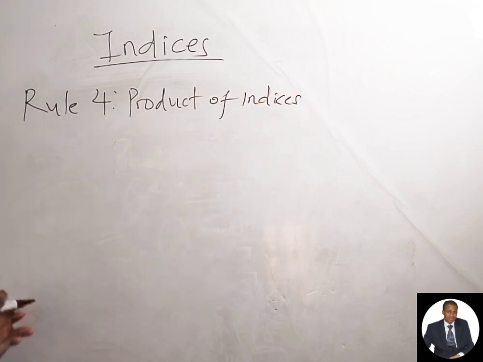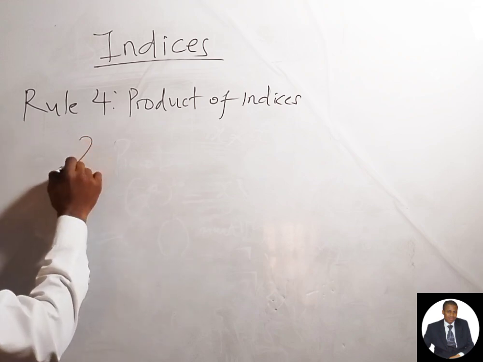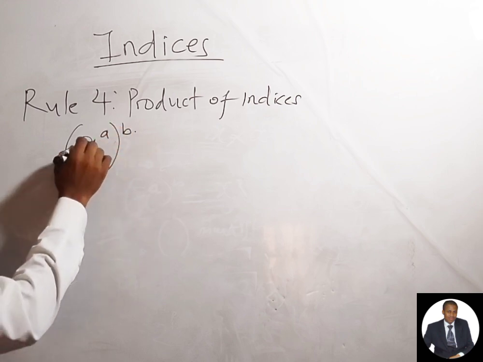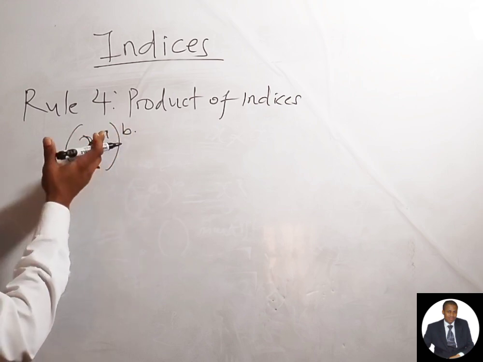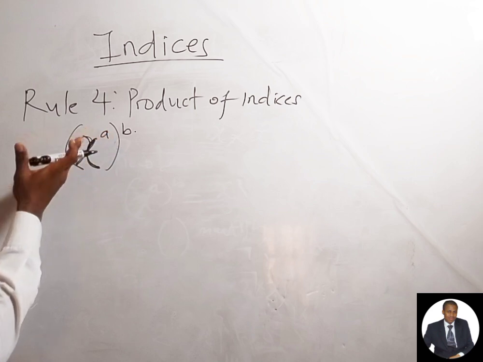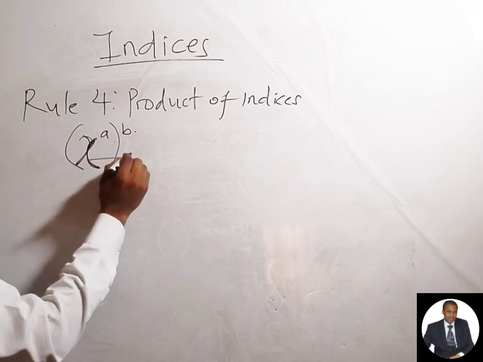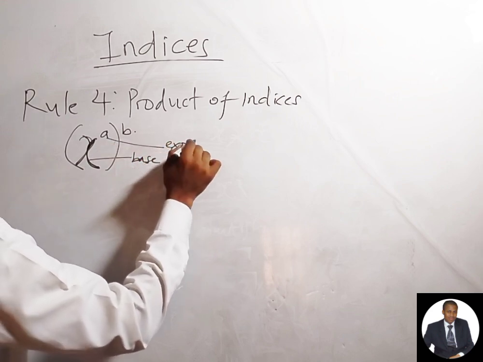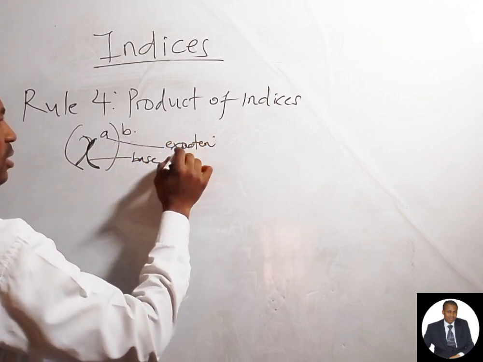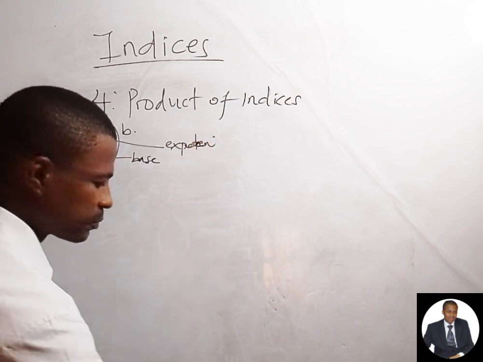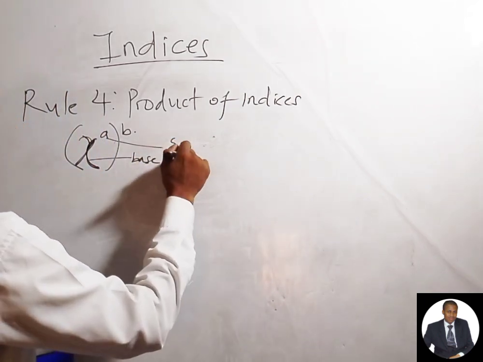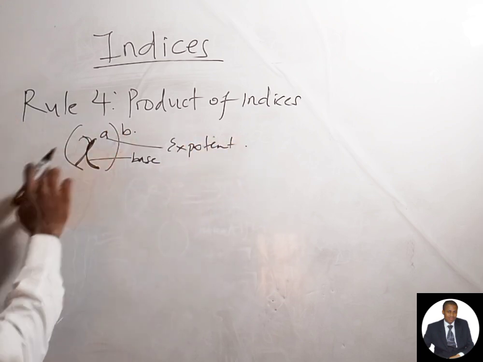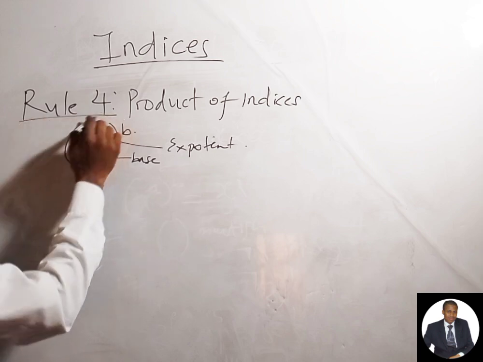Multiplication. When something is in bracket, for instance, we have things like x^a into bracket over b. x is the base raised to an exponent of a. Exponent or indices, then multiplied by b. When we have something like this, what is the rule here?